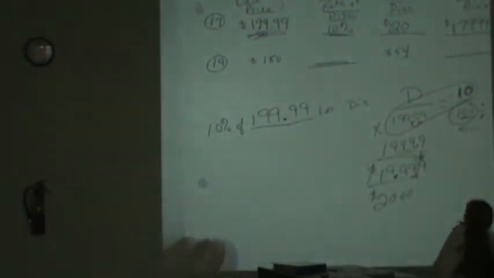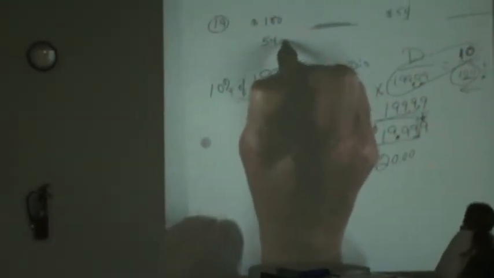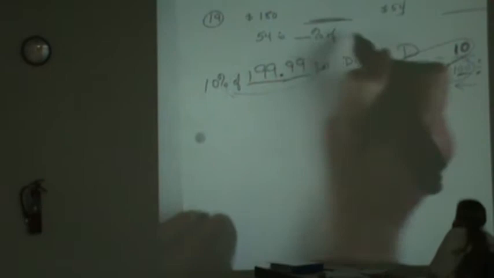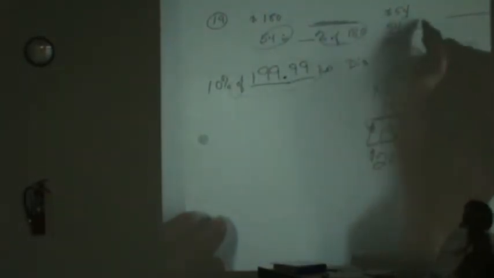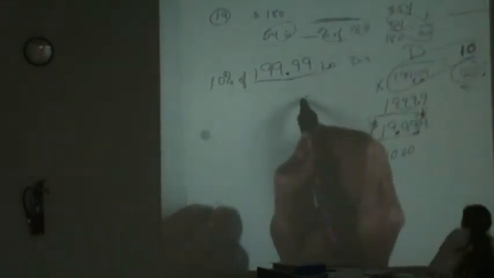Okay. This one, it told you the discount. You need the percent. So we say 54 is what percent of the price? 54 is our is. There's our of. Don't know the percent. What do we multiply, Anthony? 180 times 54, which is 5,400.